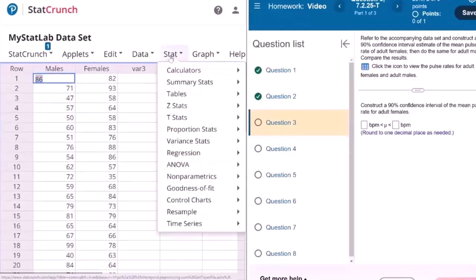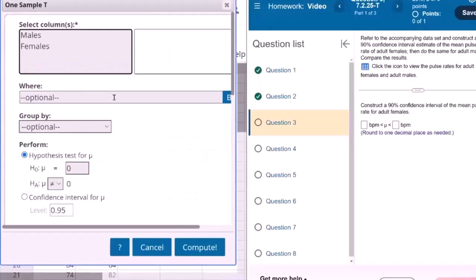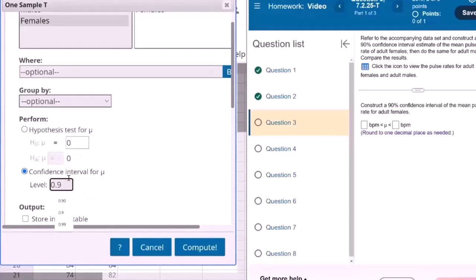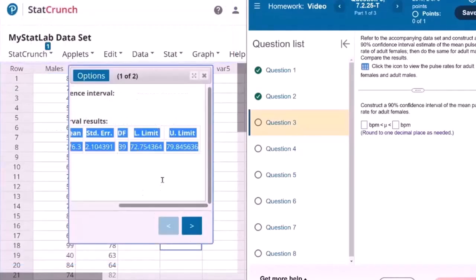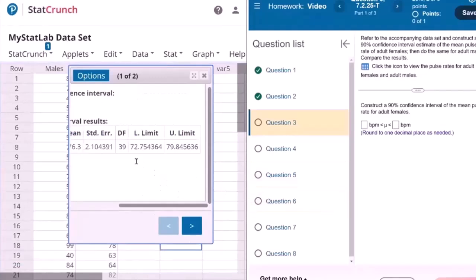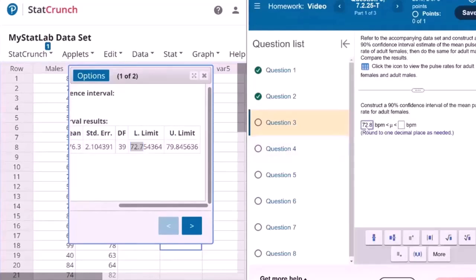I now know it's normally distributed, and I have 40 values. It has to be a T-score because we don't know the standard deviation. That's what we want to look for. Do we know the standard deviation? And we do not. We have to do a T-stat. One sample. And we're using females. 90%, 0.9 or 0.90. We can put that plot, hit compute, and we're given the lower limit to 1 decimal place, 72.8, and our upper limit, 79.8.